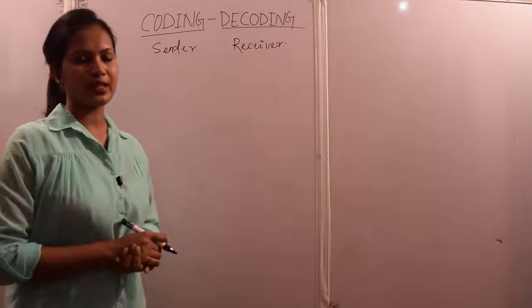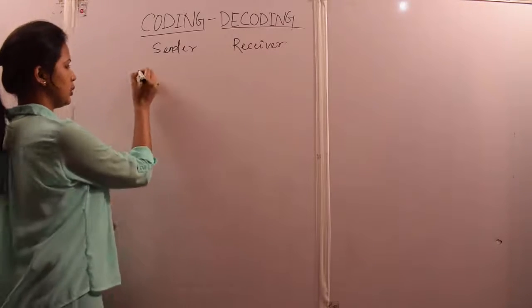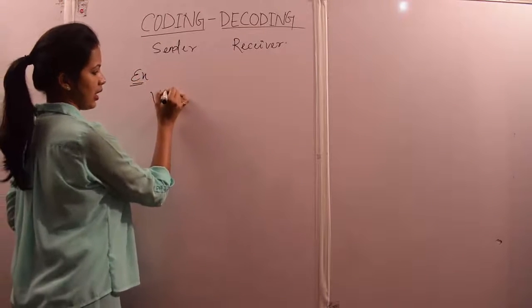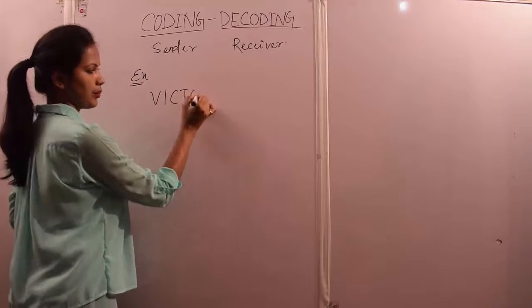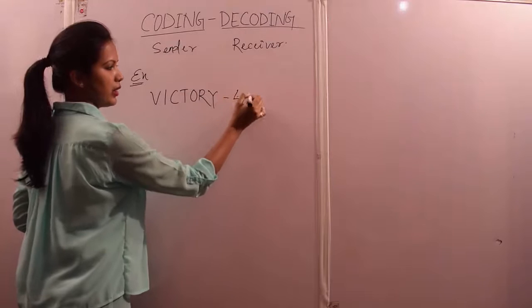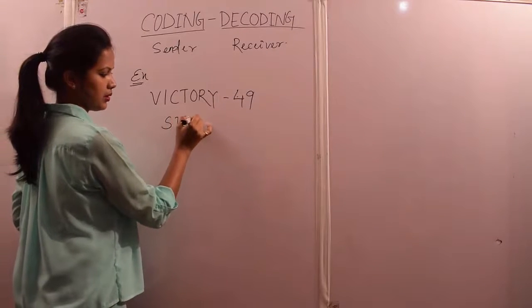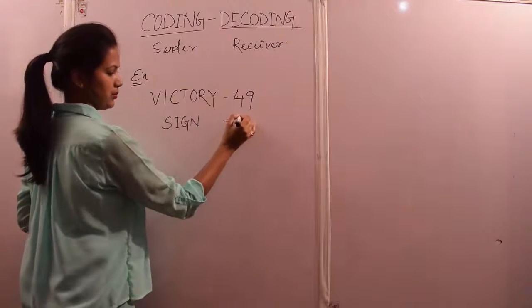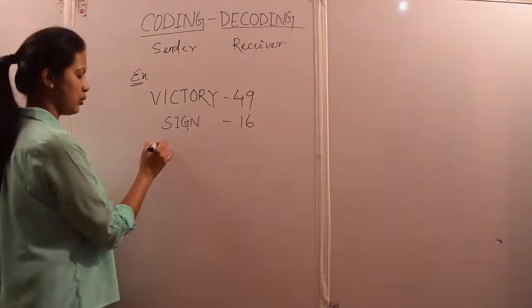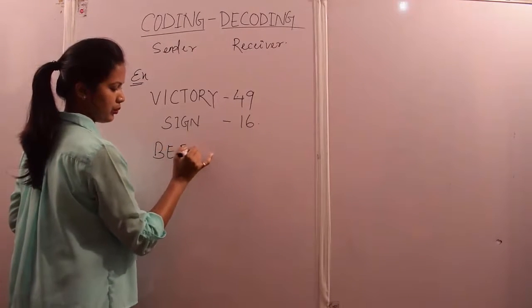After this we will discuss the second type of pattern. For example, here the question is: if victory is coded as 49, sign is coded as 16, then we have to find out what is the code for before.